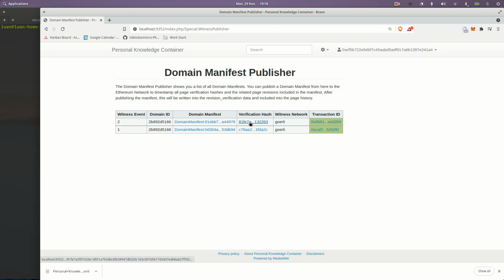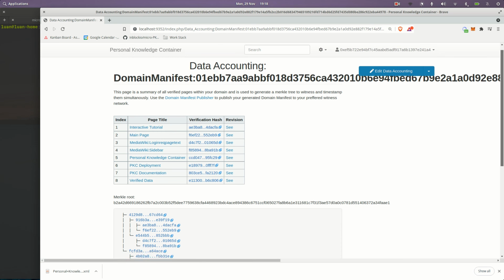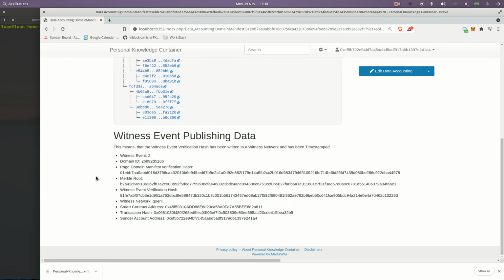just a minute. First, I'd like to go here into my domain manifest itself and show you that, well, we take not only the Merkle root of the data, but also the timestamp at which it was generated, or at which it was published. That gives us this witness event verification hash with a high degree of entropy and therefore a high degree of security.